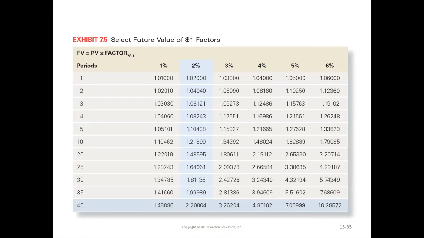Here's this table that you would actually see in Appendix A. You're looking at the column, which is highlighted, which is 2%. You go down to the row that has the 40 periods, and the factor is 2.20804.